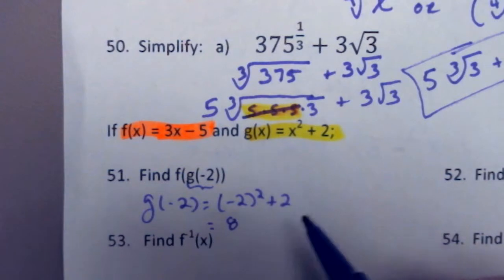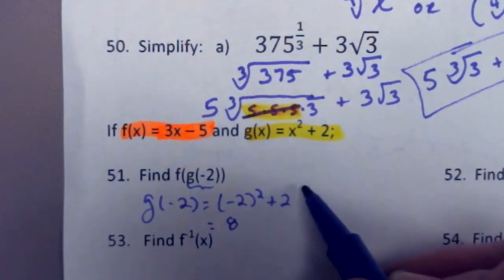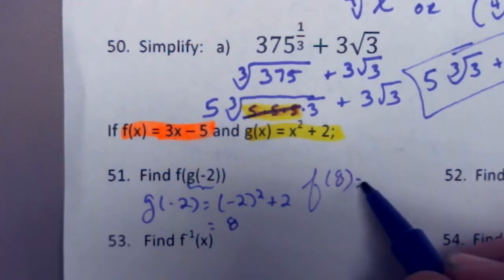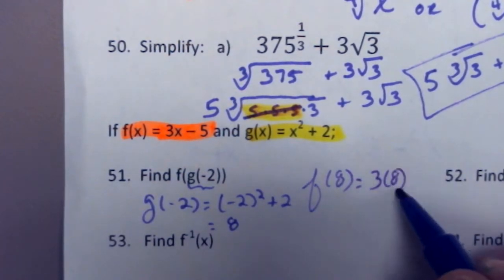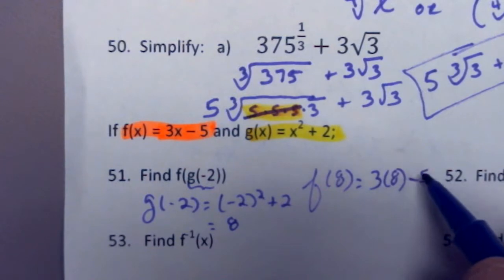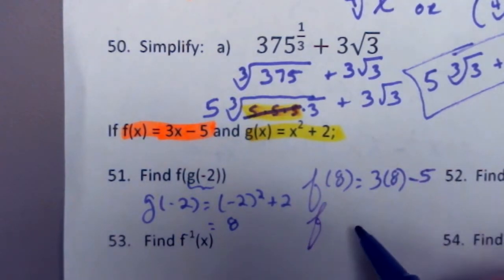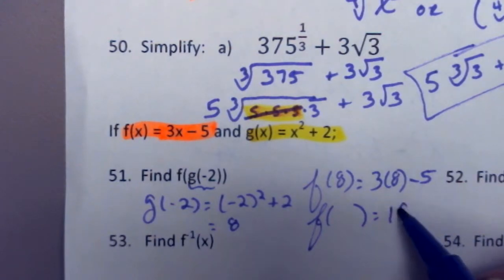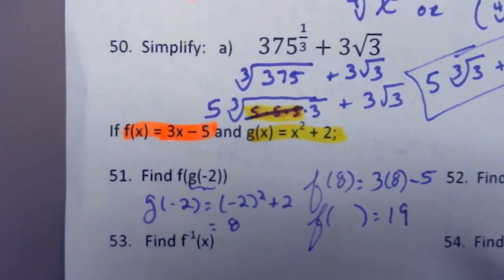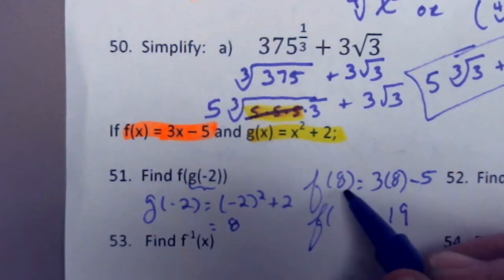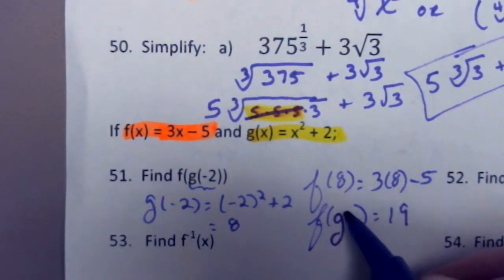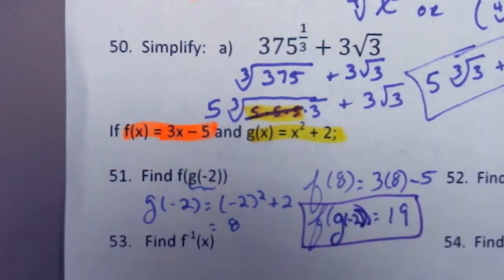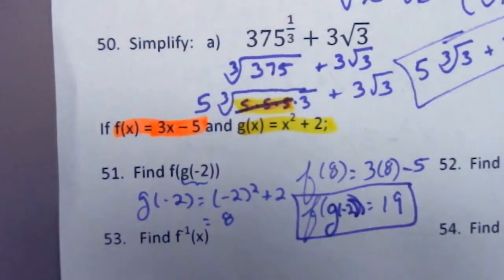And then we'll put that result into f of x. So f of 6 equals 3 times 6, replacing the x, minus 5. So 3 times 6 is 18, minus 5 is 13. Okay, works for me. Now, 6 was what g of negative 2 is. So our final answer, f of g of negative 2, is 13.